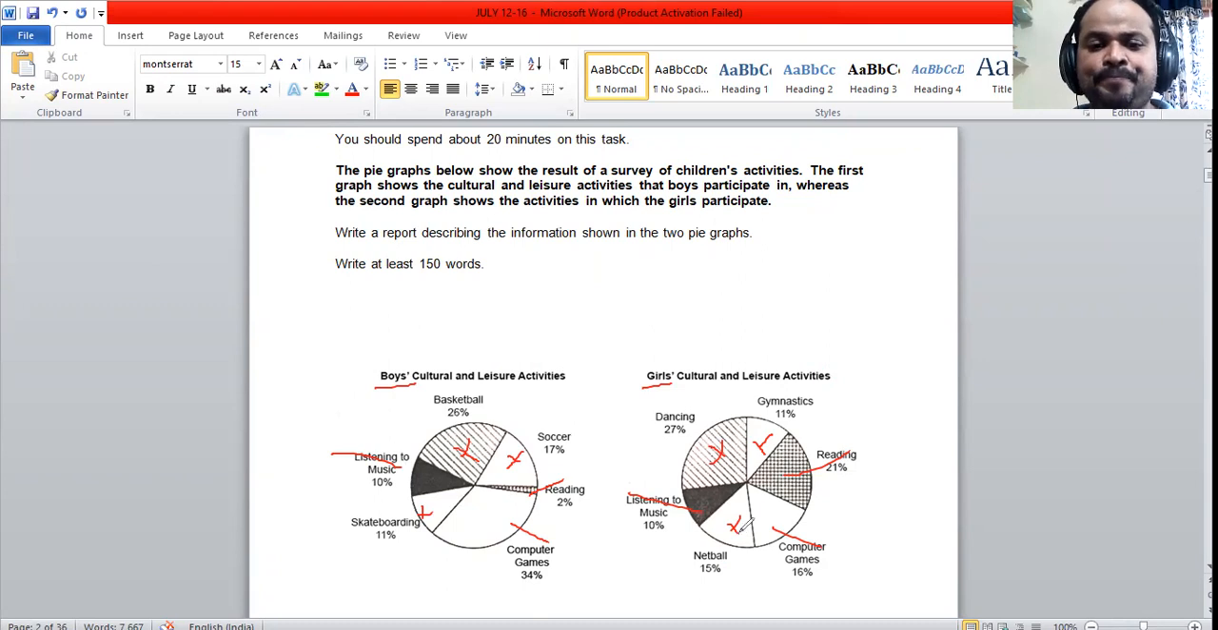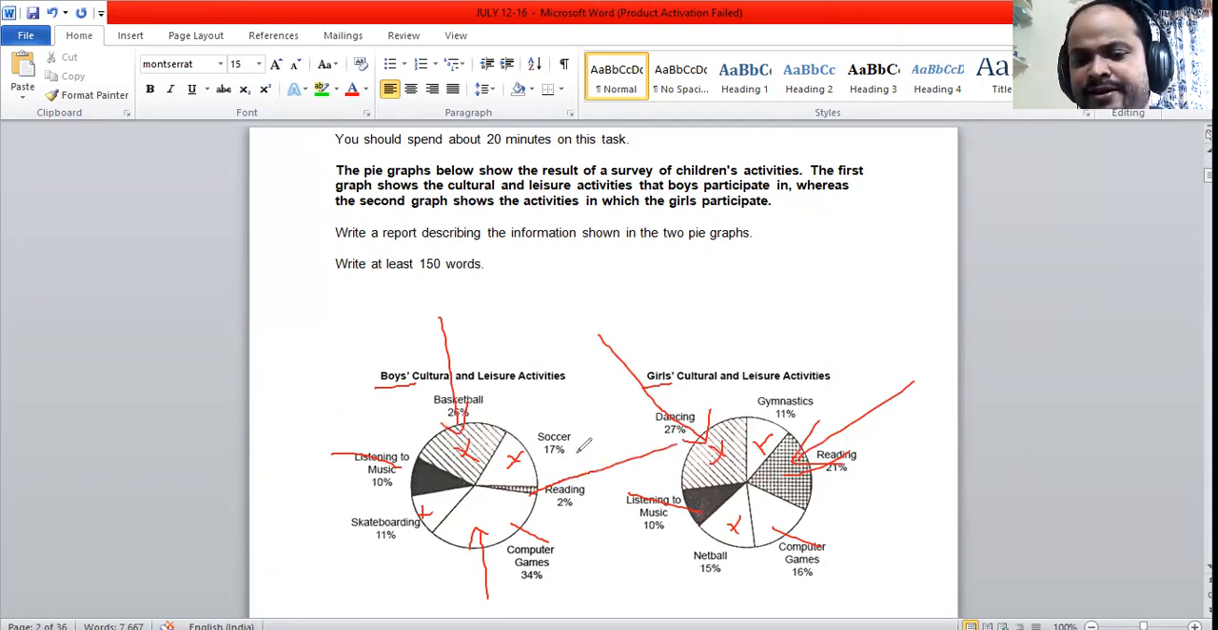And we can see that the number one activity for boys is computer games. Second is basketball. For girls, it is dancing and reading. You can see something very significant here. Something called reading: only 2% of boys are involved in that.